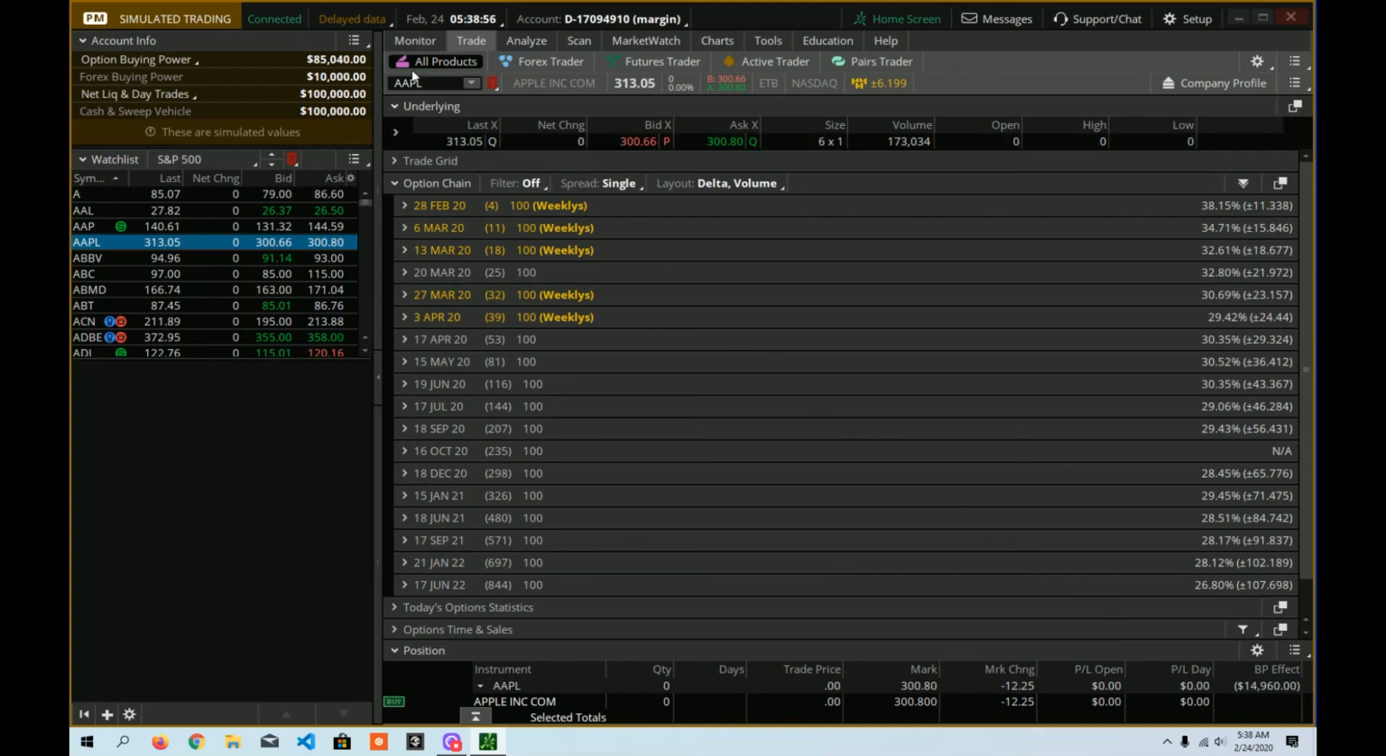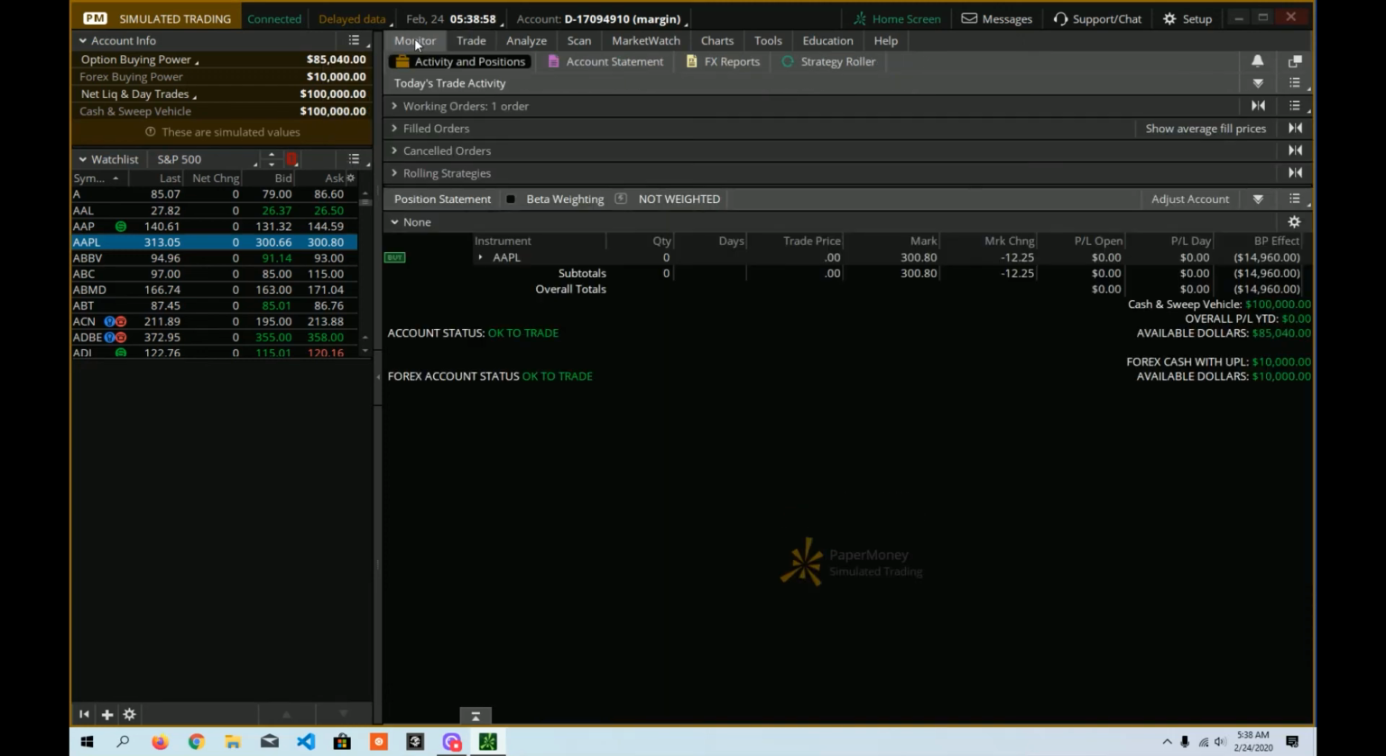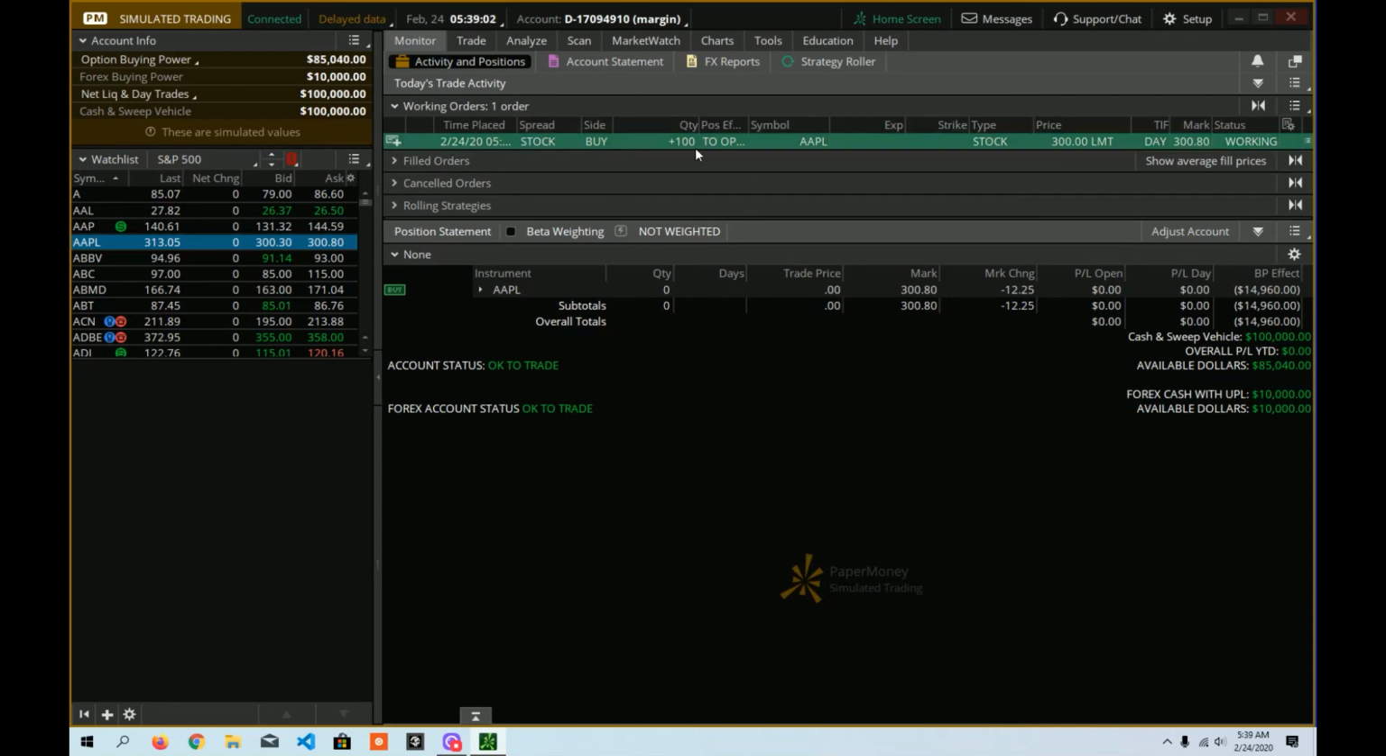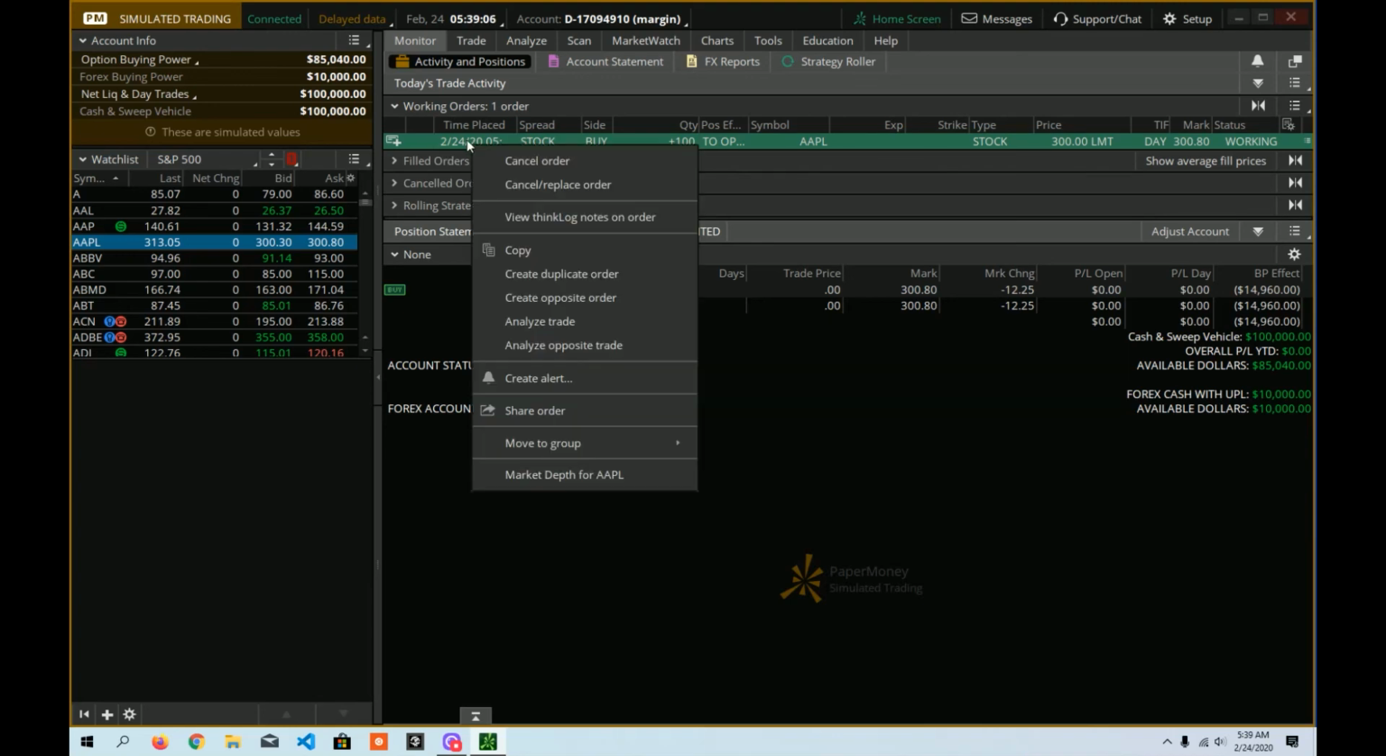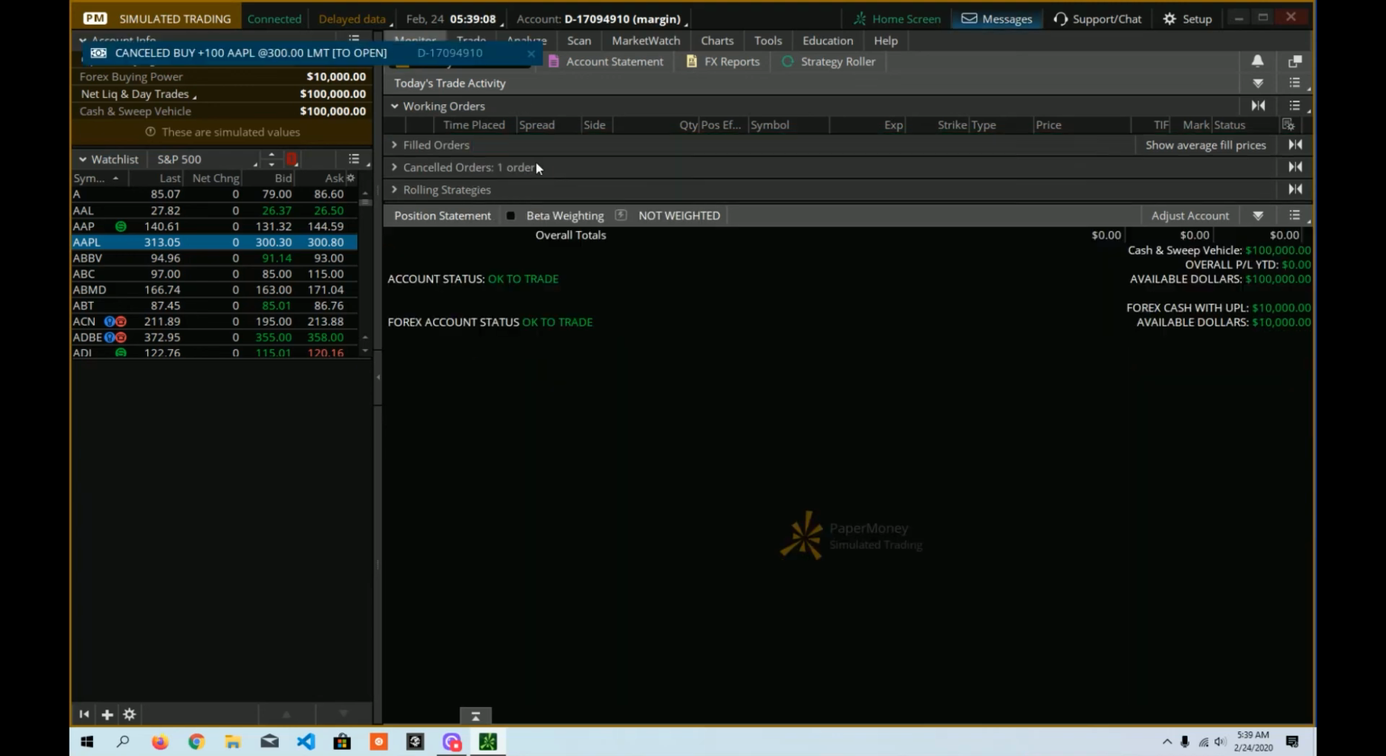So we go back to our monitor tab here, and we'll be able to see that we have a working order. It's this one here. I don't want that to actually work. I want that to go bye-bye. So I'm going to right-click that and choose cancel order. And it's gone. See, canceled to buy.